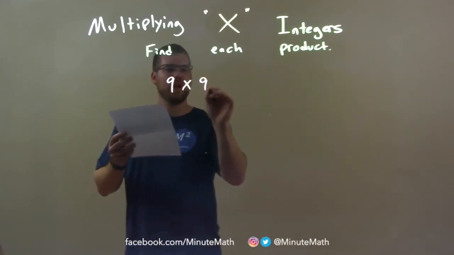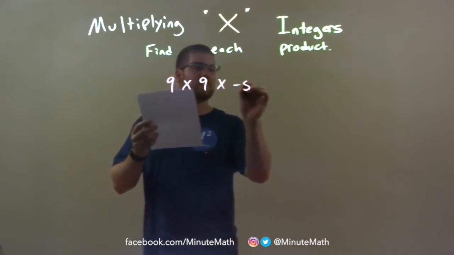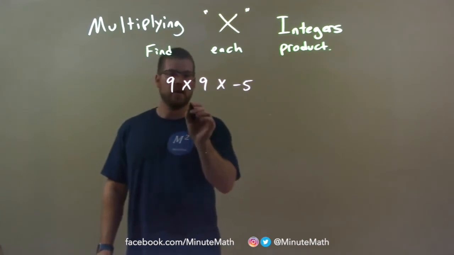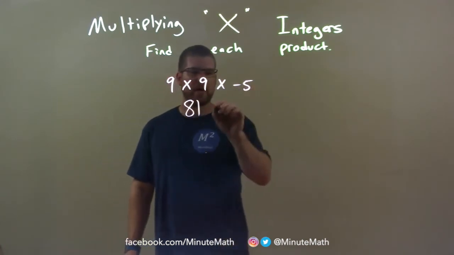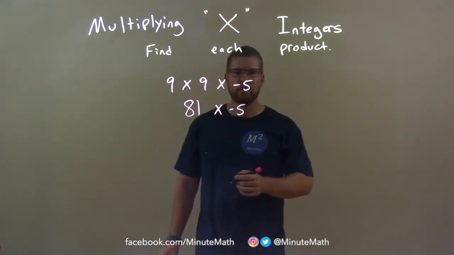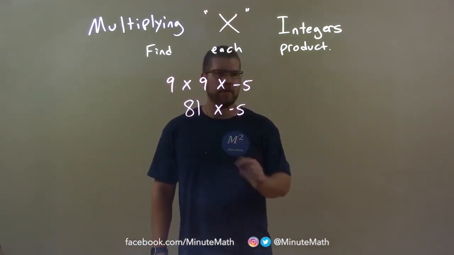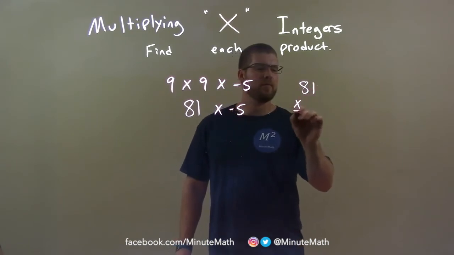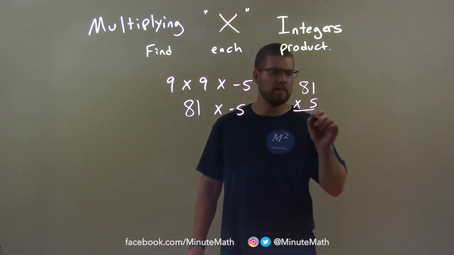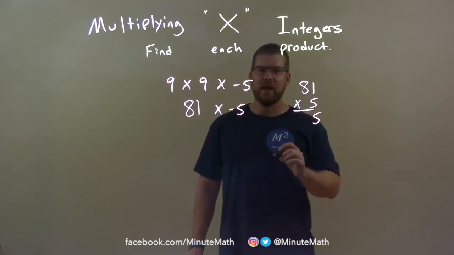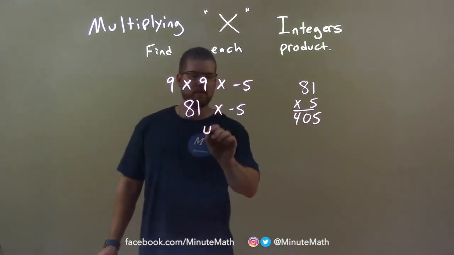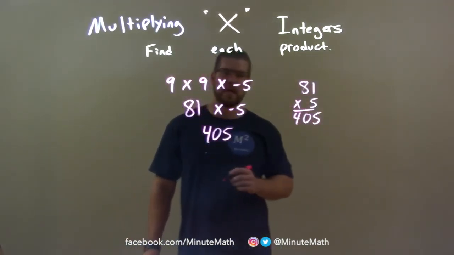9 times 9 times a negative 5. All right? Well, first off, 9 times 9 is 81. That's easy. Bring down the negative 5. Now we have 81 times a negative 5. Well, I'm going to ignore the negative part here. 81 times 5. All right? Well, 5 times 1 is a 5. 5 times 8 is a 40. So 405 is 81 times 5.